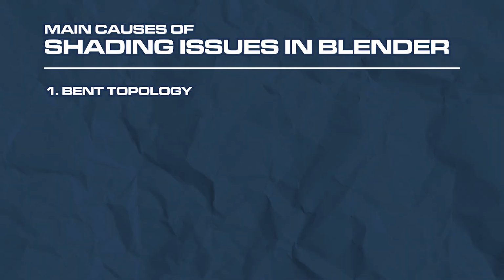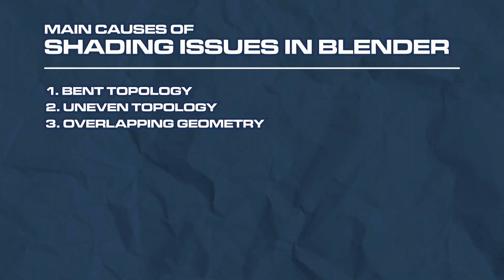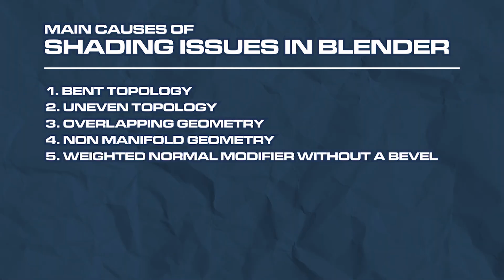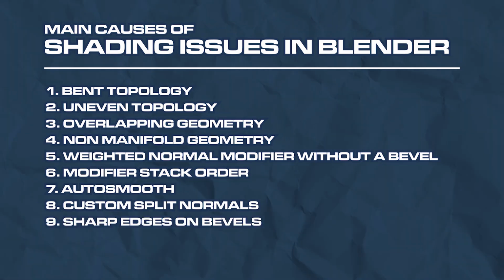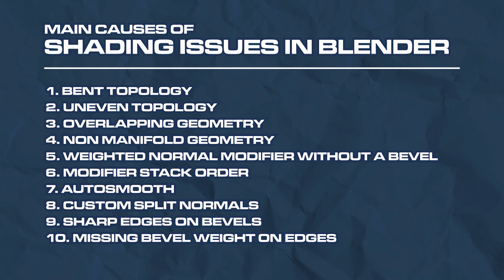Now, here are the main causes of shading issues in Blender. Number 1, bent topology. Number 2, uneven topology. Number 3, overlapping geometry. Number 4, non-manifold geometry. Number 5, weighted normal modifier without a bevel. Number 6, modifier stack order. Number 7, Autosmooth. Number 8, custom split normals. Number 9, sharp edges on bevels. And number 10, missing bevel weight on edges.